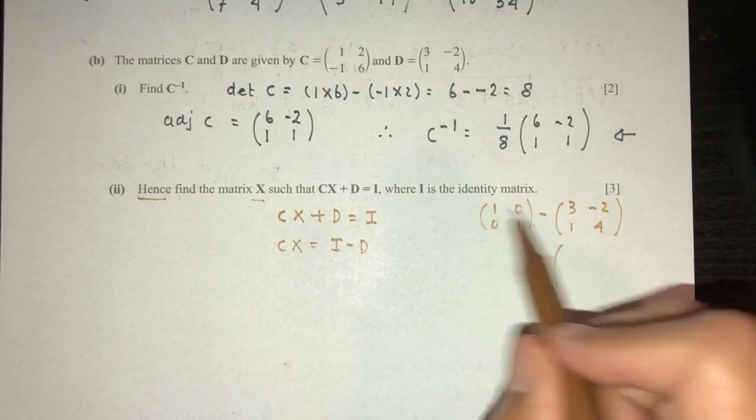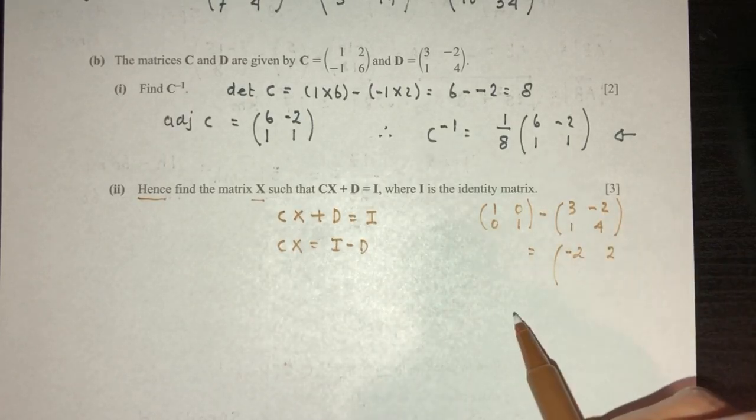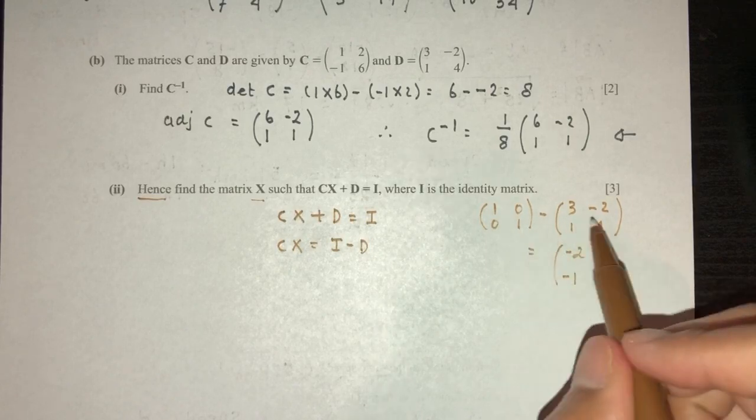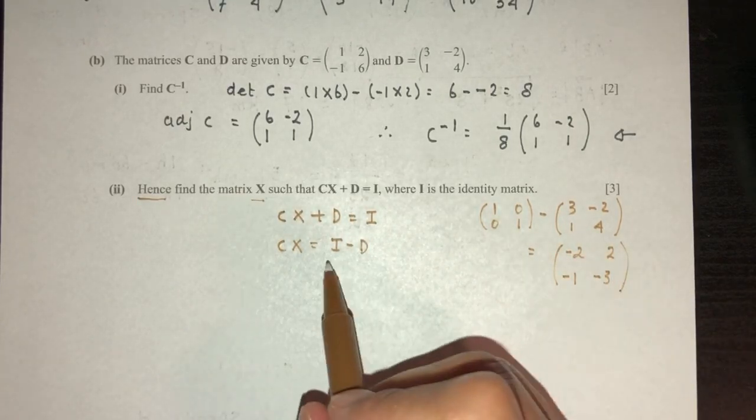So let's solve this. 1 minus 3 is minus 2. 0 minus minus 2 is plus 2. 0 minus 1 is minus 1. 1 minus 4 is minus 3. So this is your answer for this one.